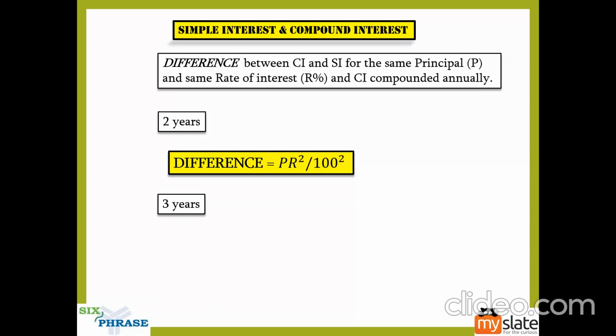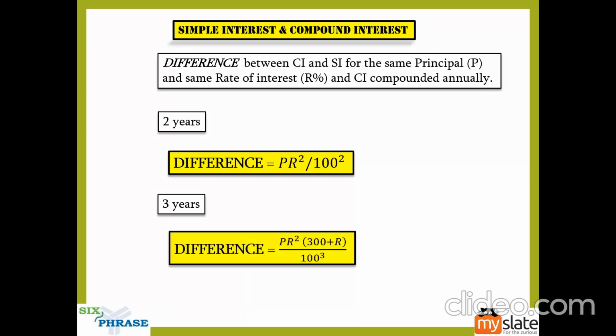For 2 years, this is the formula. For 3 years, the formula is PR squared (300 plus R) divided by 100 cubed. This is for 3 years. Now, what if they ask for 4 years? That is what I have been talking about all this while, guys. They ask only for 2 years and 3 years. In the question papers I know, I've never seen anything like 4 years and 5 years. Rarely I've seen a 4 year question.